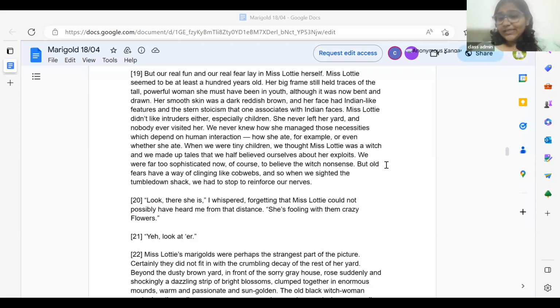Okay, now tell me, one of you, how she ate, for example, or even whether she ate. Why did they use that sentence? What does that even say? Akshat? Maybe they use it before they say she was a witch, to give evidence that she could be a witch, like she could just spawn food, to give evidence why they thought she was a witch.